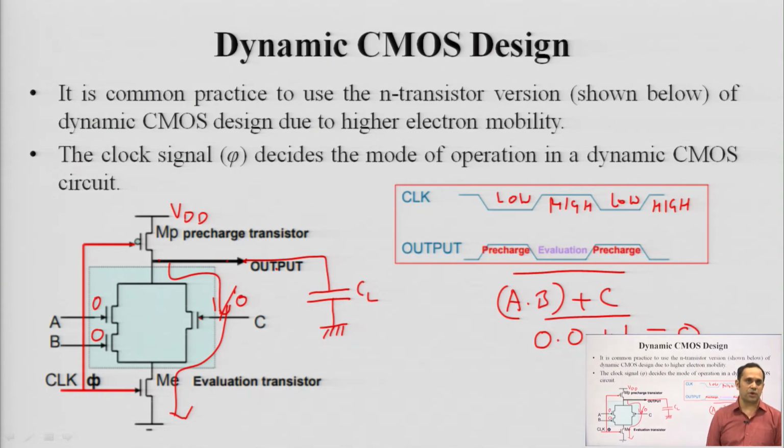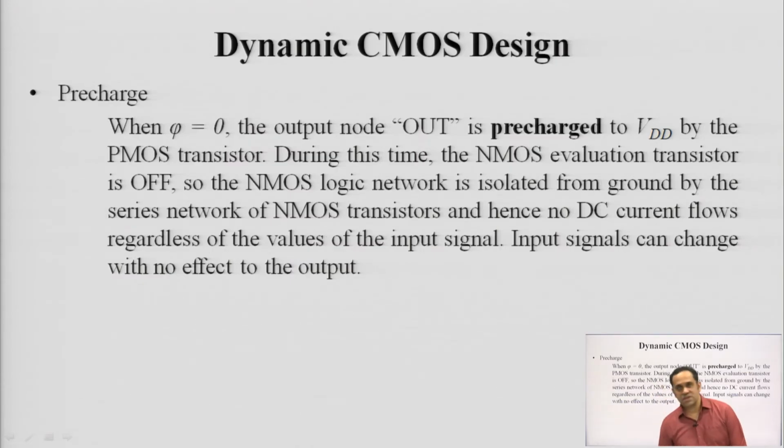Depending upon the input logic condition or the logic circuit which you are implementing, if your output is required to be 1, the value remains as it is. And when the output is required to be switched to 0, then that evaluation also occurs. So, this is a small description of what I have told you till now. When clock is 0, the output node out is pre-charged to VDD, that is why we call it charging stage or pre-charging stage.